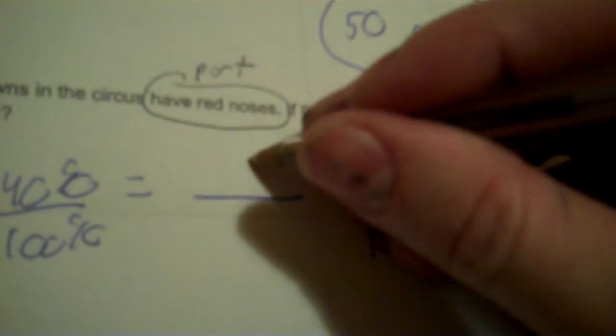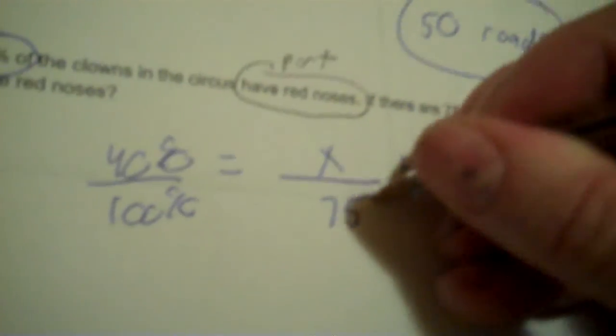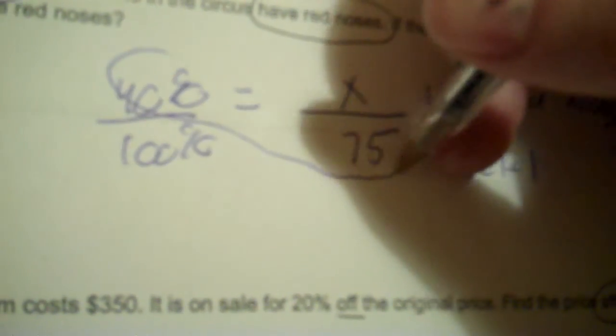So how many clowns have red noses? We don't know that. So that's x. And then there's 75 total clowns. So I cross multiply and divide. So we take 40 multiplied by 75 and divide by 100. And I got 30. So 30 clowns would have red noses. You just put 30 clowns.